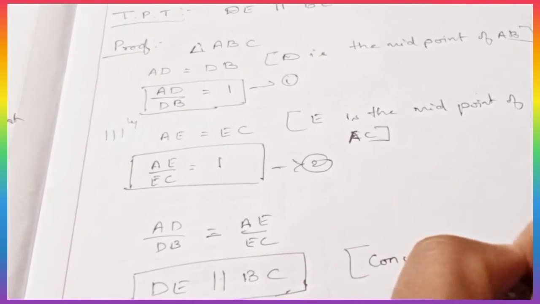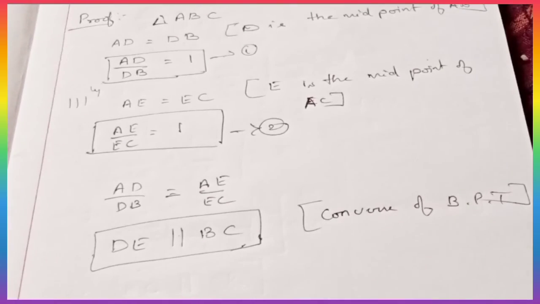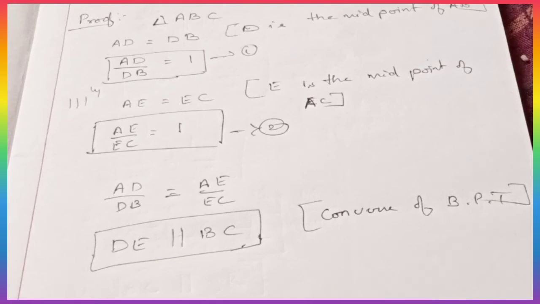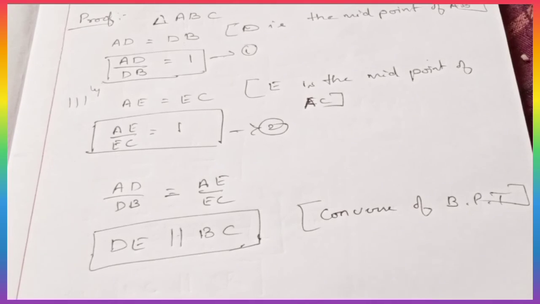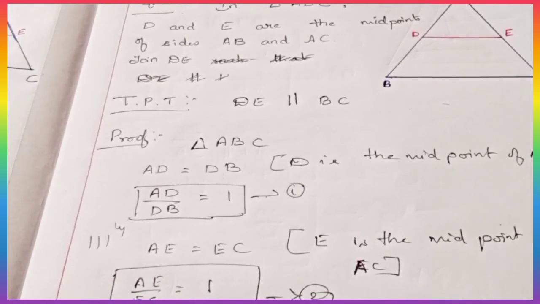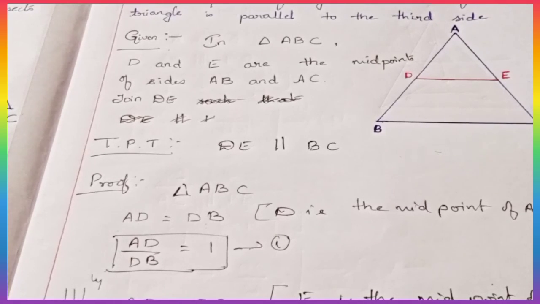This is by the converse of BPT. We already know the converse of Thales theorem or the Basic Proportionality Theorem. That is, if a line divides two sides of a triangle in the same ratio, then it should be parallel to the remaining side. So by keeping that concept in mind, we have solved this particular problem. We have tried to find out the proof for this one. I hope that you have understood this very simple problem. Try to work it out once you are able to solve this one.